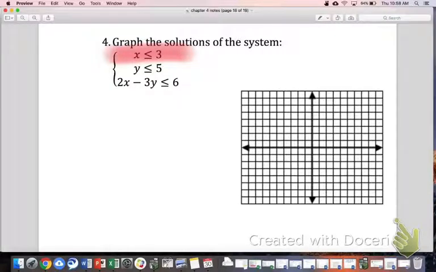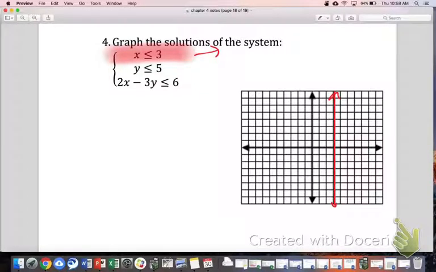I've got x is less than or equal to 3, so that's a vertical line at 3, and it would look like this approximately. It is solid, right? In fact, weren't all of these solid lines? Yeah, they all had the "or equal to" on there.